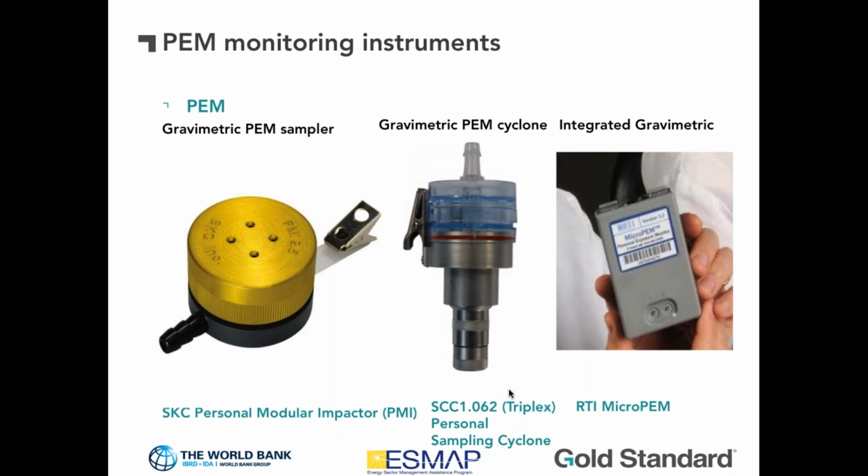On this third picture, you will see the RTI MicroPEM. This is an integrated device where the pump and the filter are integrated into one device. Otherwise, with the traditional equipment, the cyclone was a separate piece and the pump used to be separate, which made it very bulky. But now very portable gravimetric equipment is coming, which is integrated, so both the pump and the filter are integrated into one device.